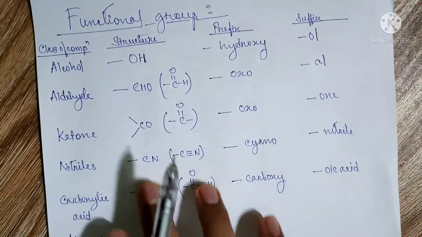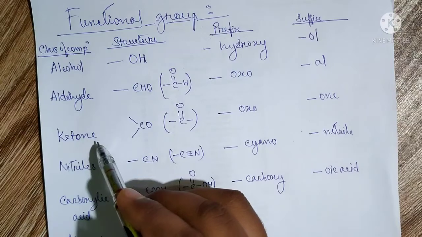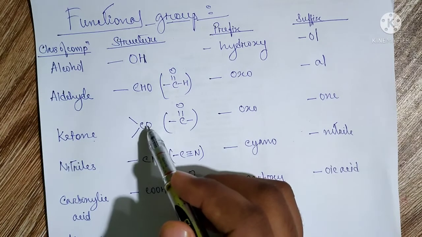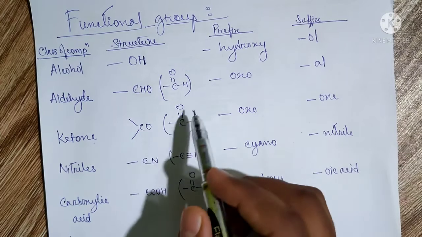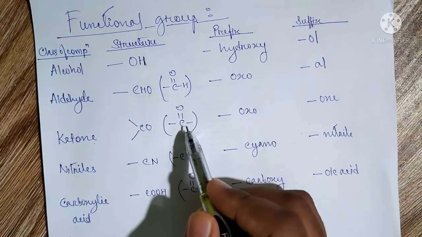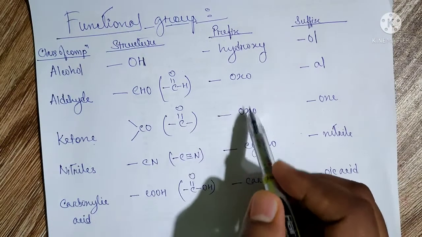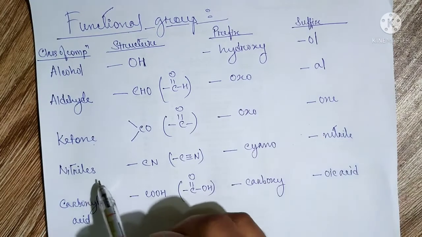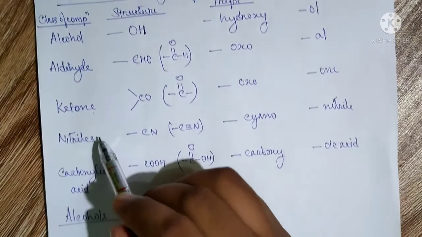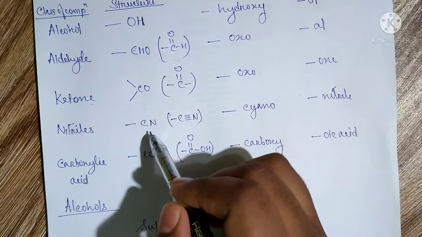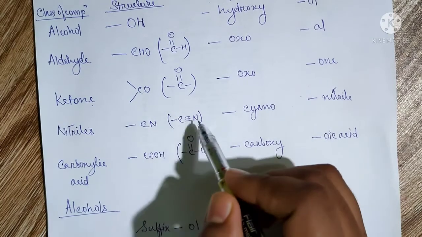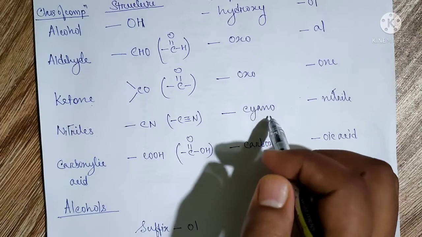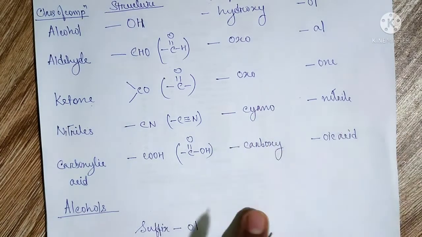The next class of compound is ketone. Ketone is written as CO, and if you expand the formula, it is C double bond O. The prefix of ketone is oxo and the suffix is one. Similarly, another class of compounds, nitrile: the structure of the functional group is CN, expanded form is C triple bond N, and its prefix is cyano while the suffix is nitrile.